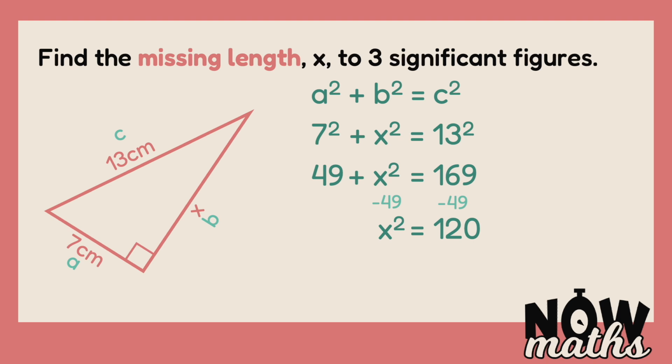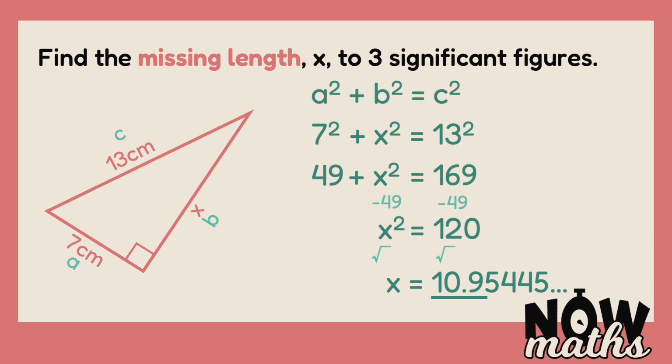And to work out what x is, we need to square root both sides. And the square root of x squared is x. And then the square root of 120 is going to give us 10.95445 and so on. Again, we need to round to 3 significant figures, so let's take a look at the first 3 digits.